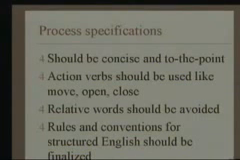What should process specifications be like? Are there some guidelines to writing them? Yes. The guidelines are that the process specification should be concise and to the point. They should not be verbose. They should not be going here and there. They should be absolutely clear and to the point. Action verbs should be used like move, open, close, etc. You should totally avoid relative words like faster, better, good, improve. All these words should be totally avoided because they don't mean anything.